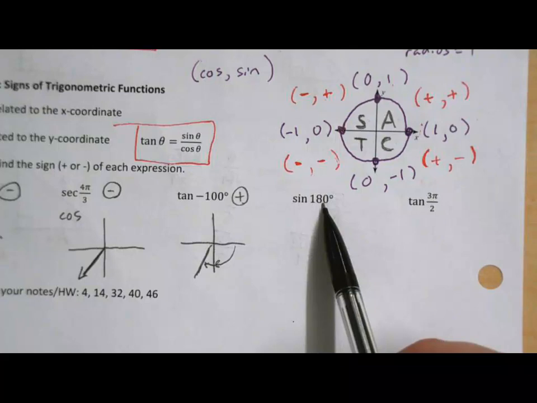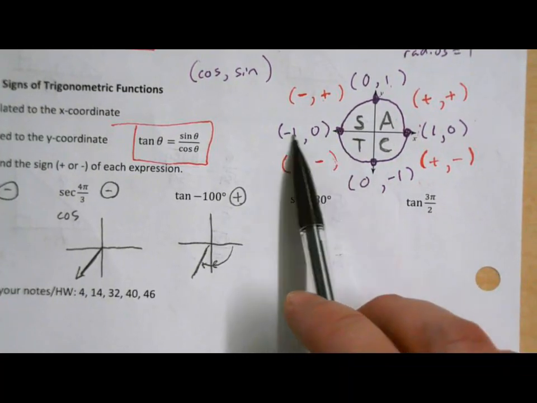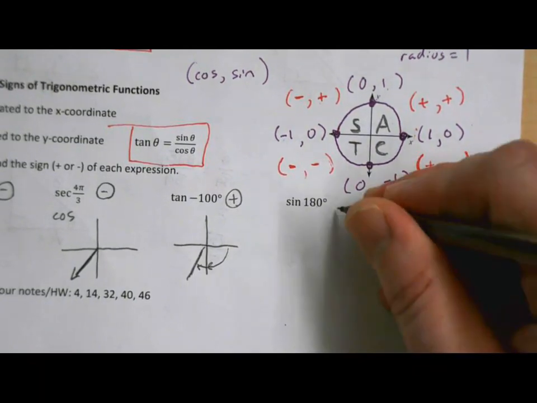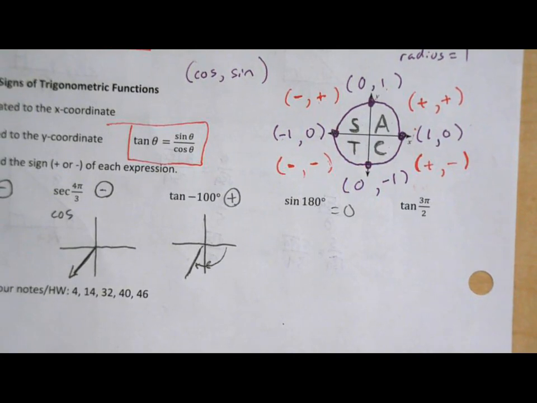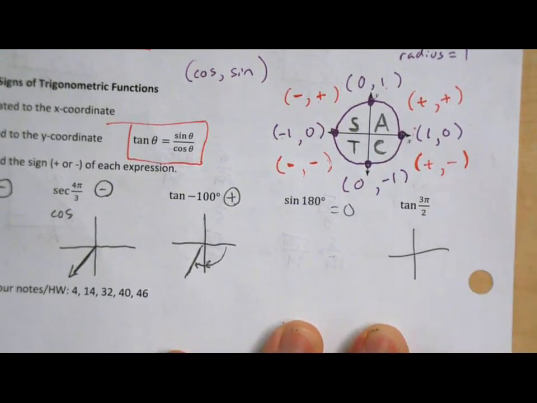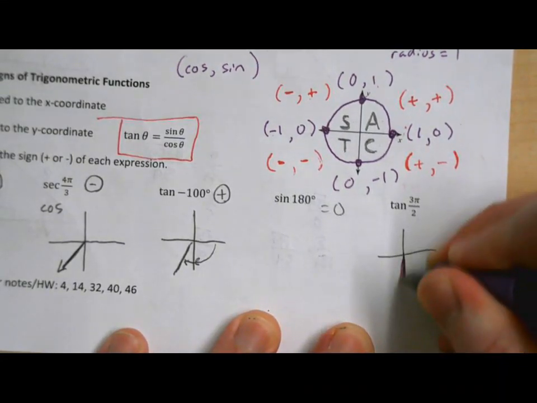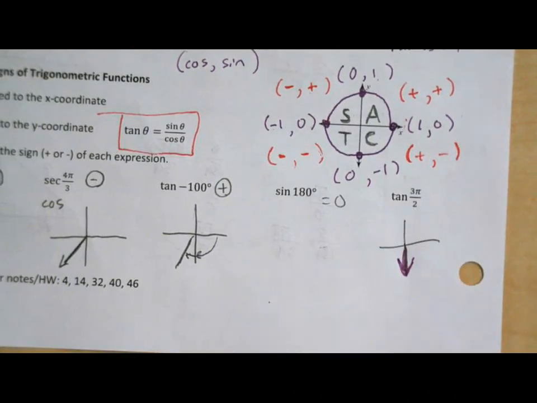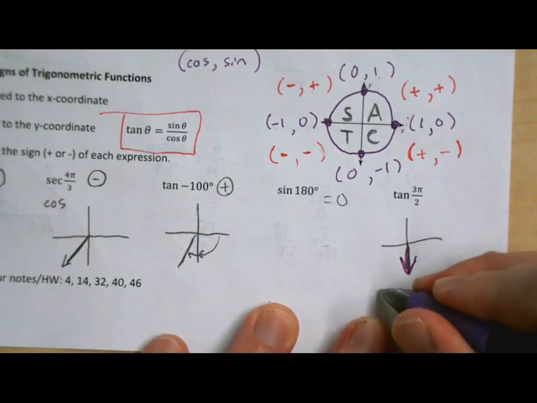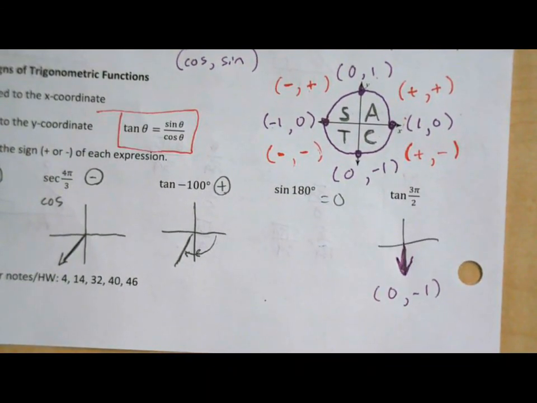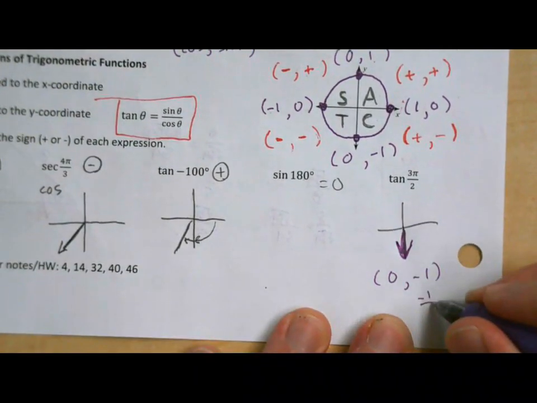So it's not in a quadrant. 180 is on a quadrantal, so we have to think about our x and y coordinates. Remember, cosine goes with x, sine goes with y. How about tangent 3 pi over 2? Where's 3 pi over 2? 3 pi over 2 is right here. So I need to do sine over cosine. Well, sine is negative 1 and cosine is 0. Negative 1 over 0 is undefined.